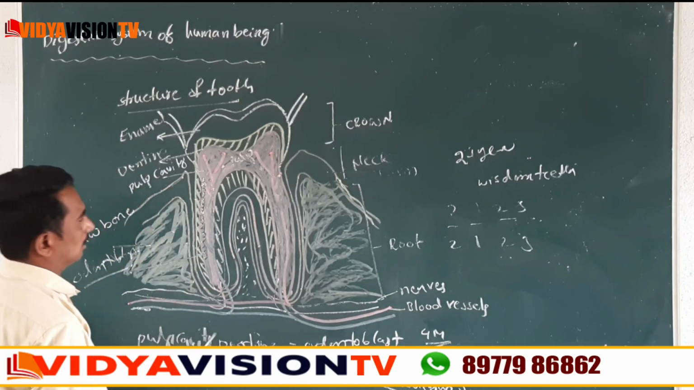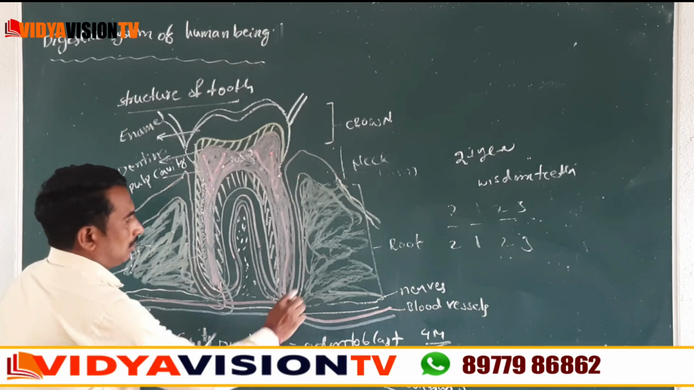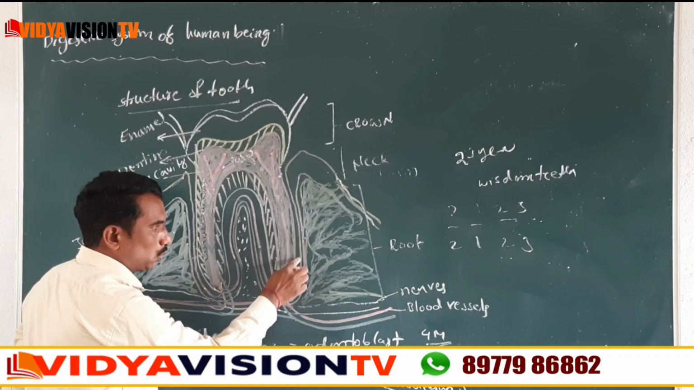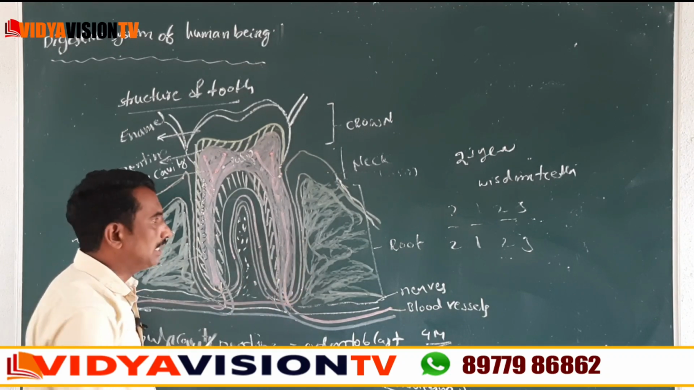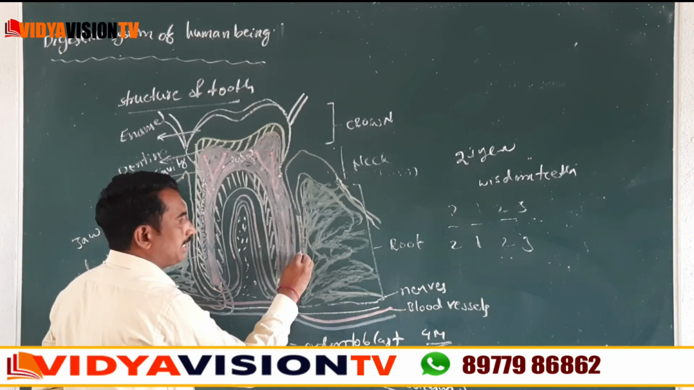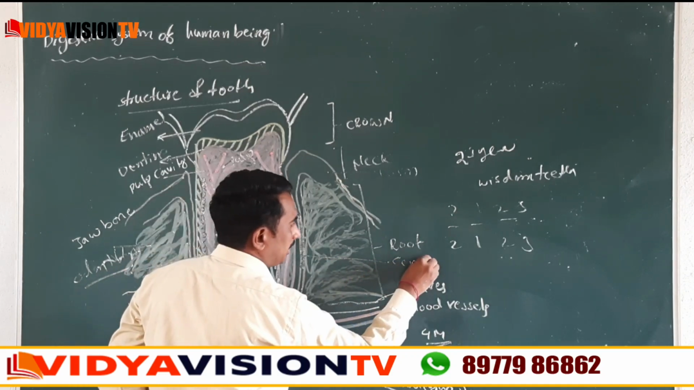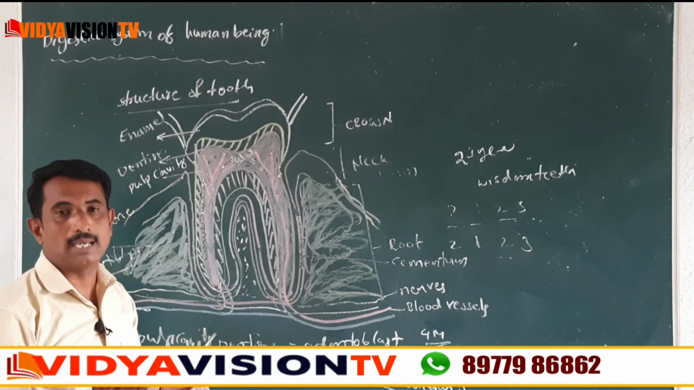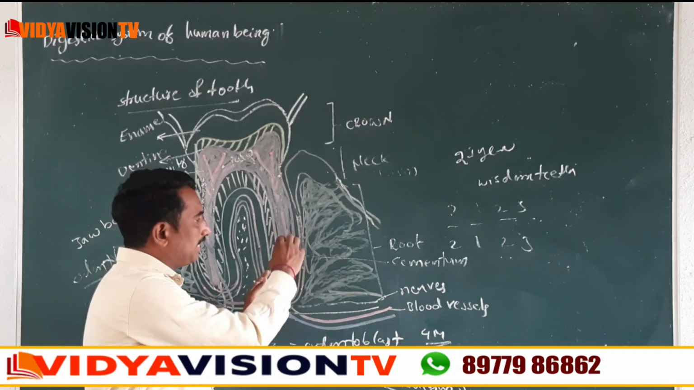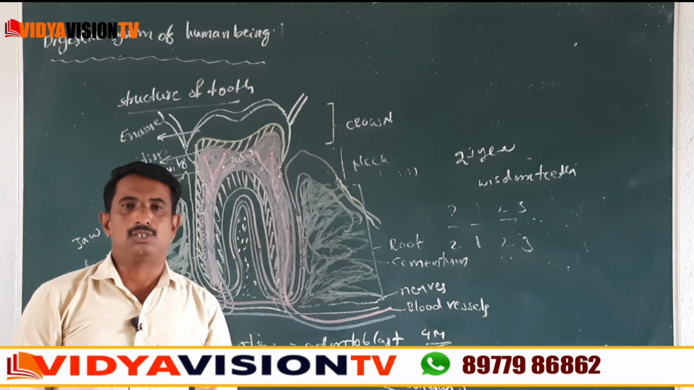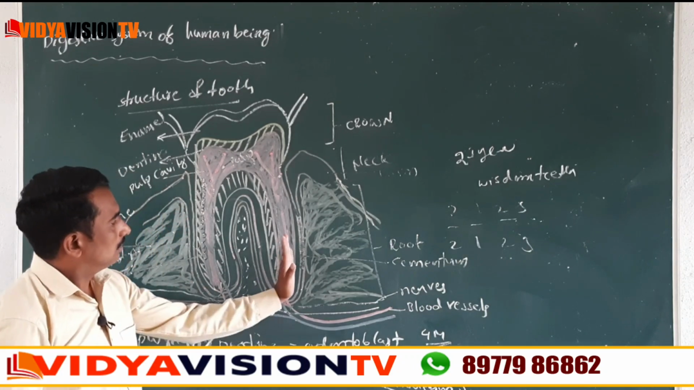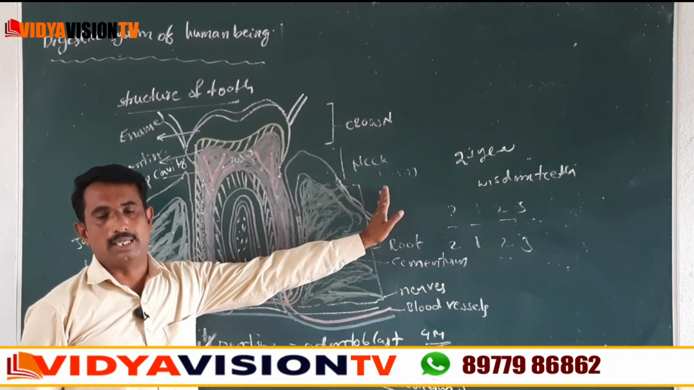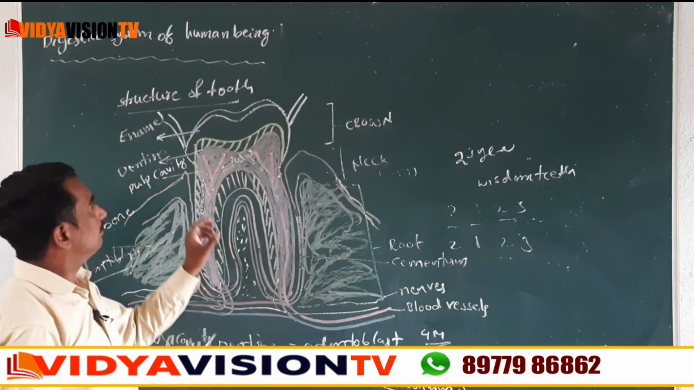Okay, right children. Next one. Here, this is the dentine of the root. The dentine of the root is covered by the cementum. The cementum helps in what? It fixes the tooth in the socket of the jawbone. Next, here children, the root is covered by what? Gum.